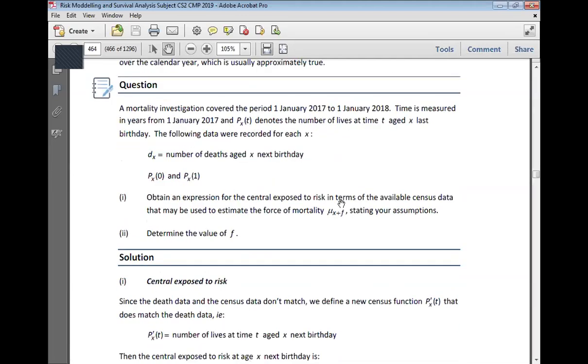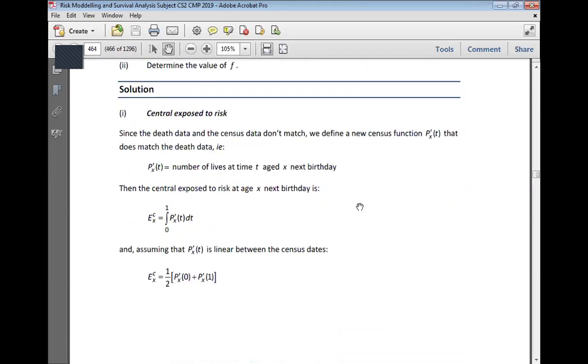So maybe I can show you guys up until here. Yeah. So the very first thing that we do is write this in integral form, and then you approximate it using the linear thing, right? So whenever I'm writing here with the apostrophe s, what I mean is that this is the definition of exposure at time 0 for a person aged at X using the definition of age next birthday.